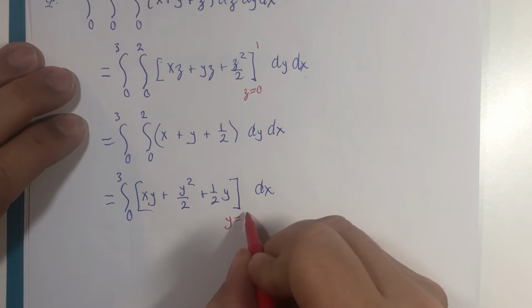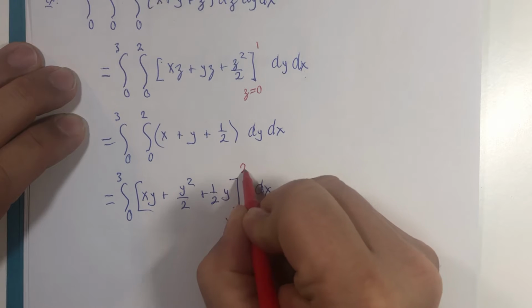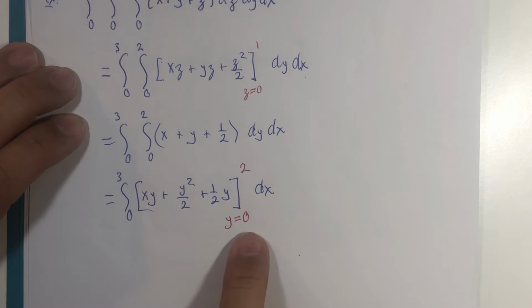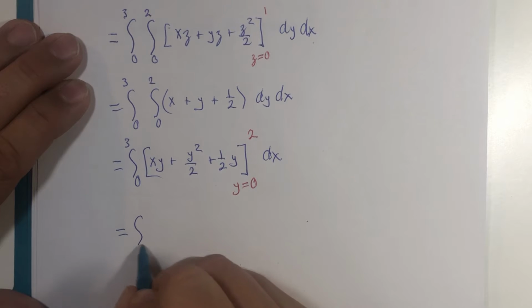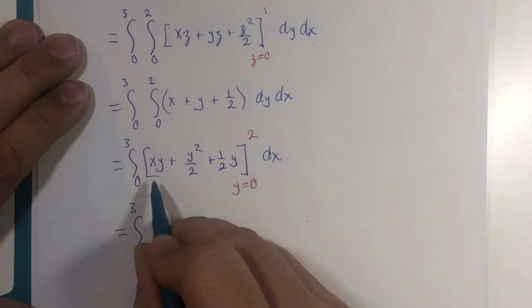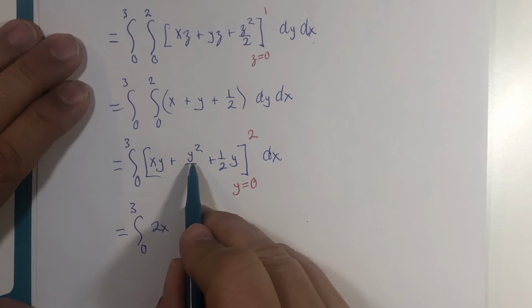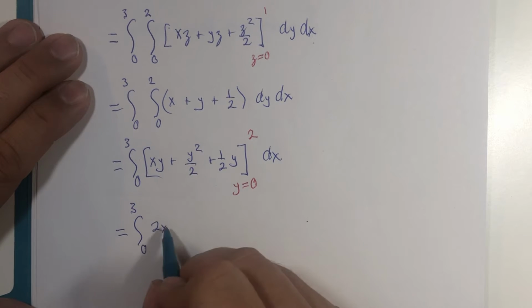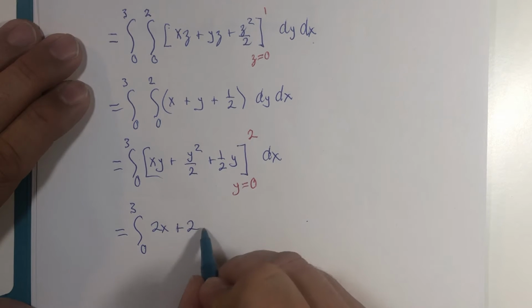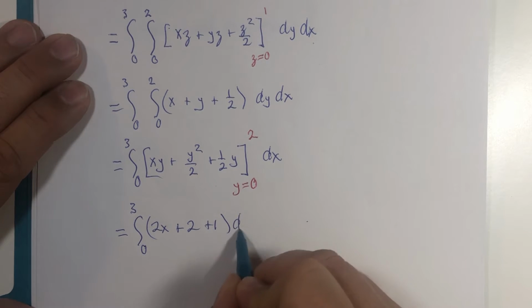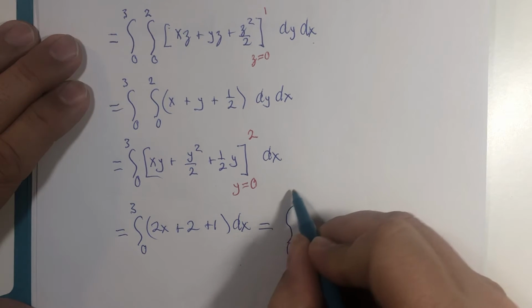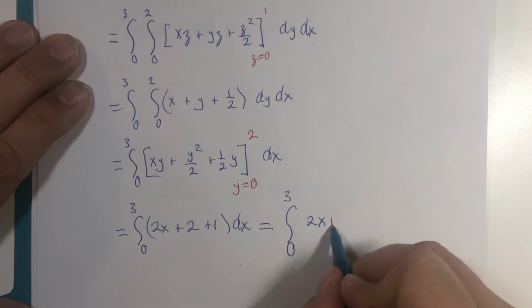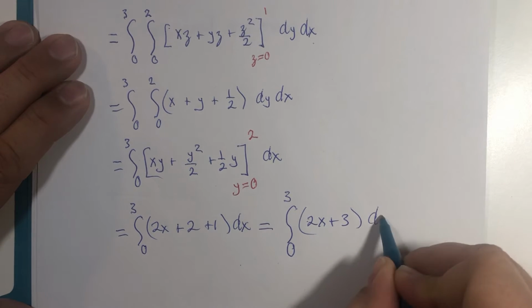And y's limits are from 0 to 2. If y is 0, all three terms are 0. If y is 2, we will get the following. 0 to 3, 2x, 2 squared is 4, 4 divided by 2 is 2, half of 2 is 1. Otherwise known as 0 to 3, 2x plus 3 with respect to x.